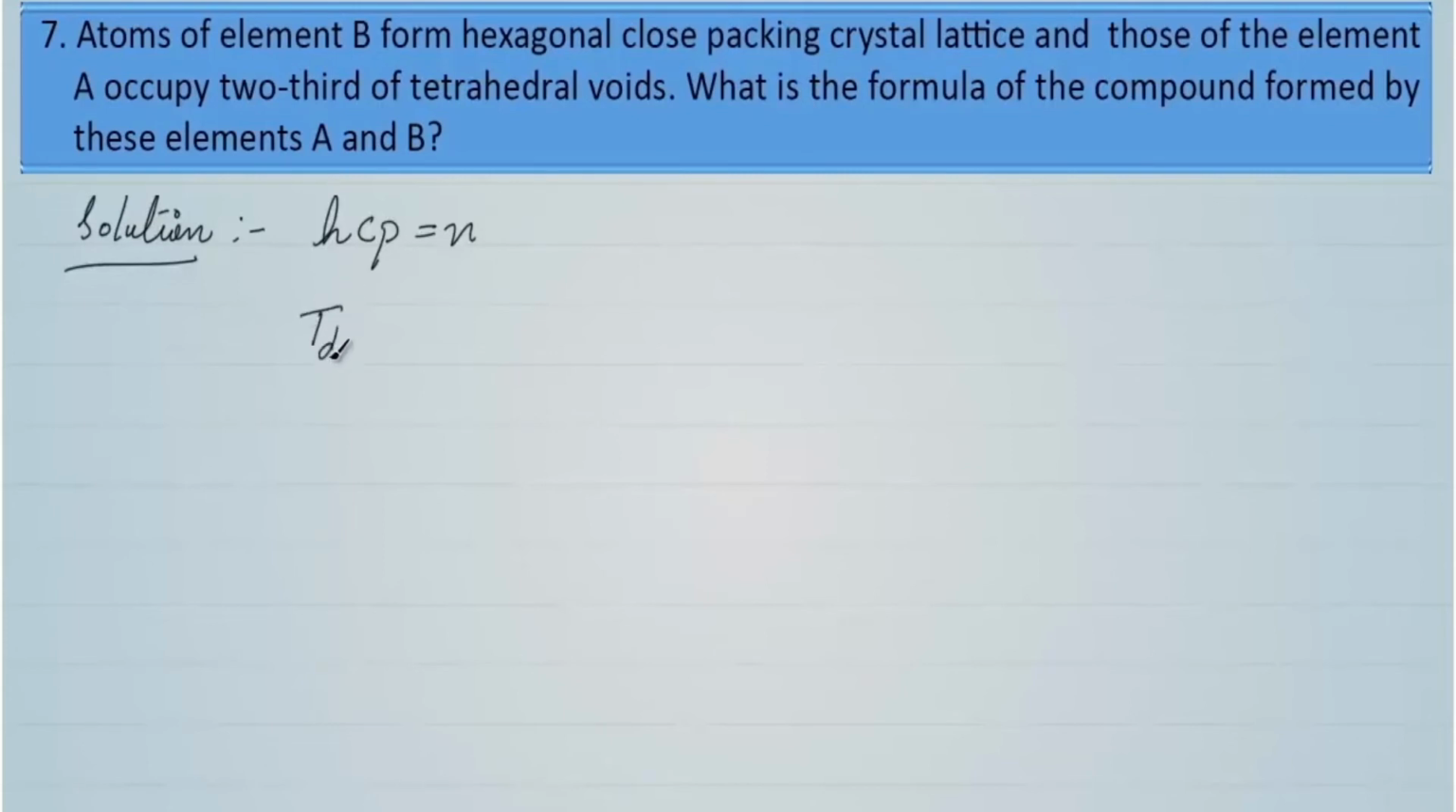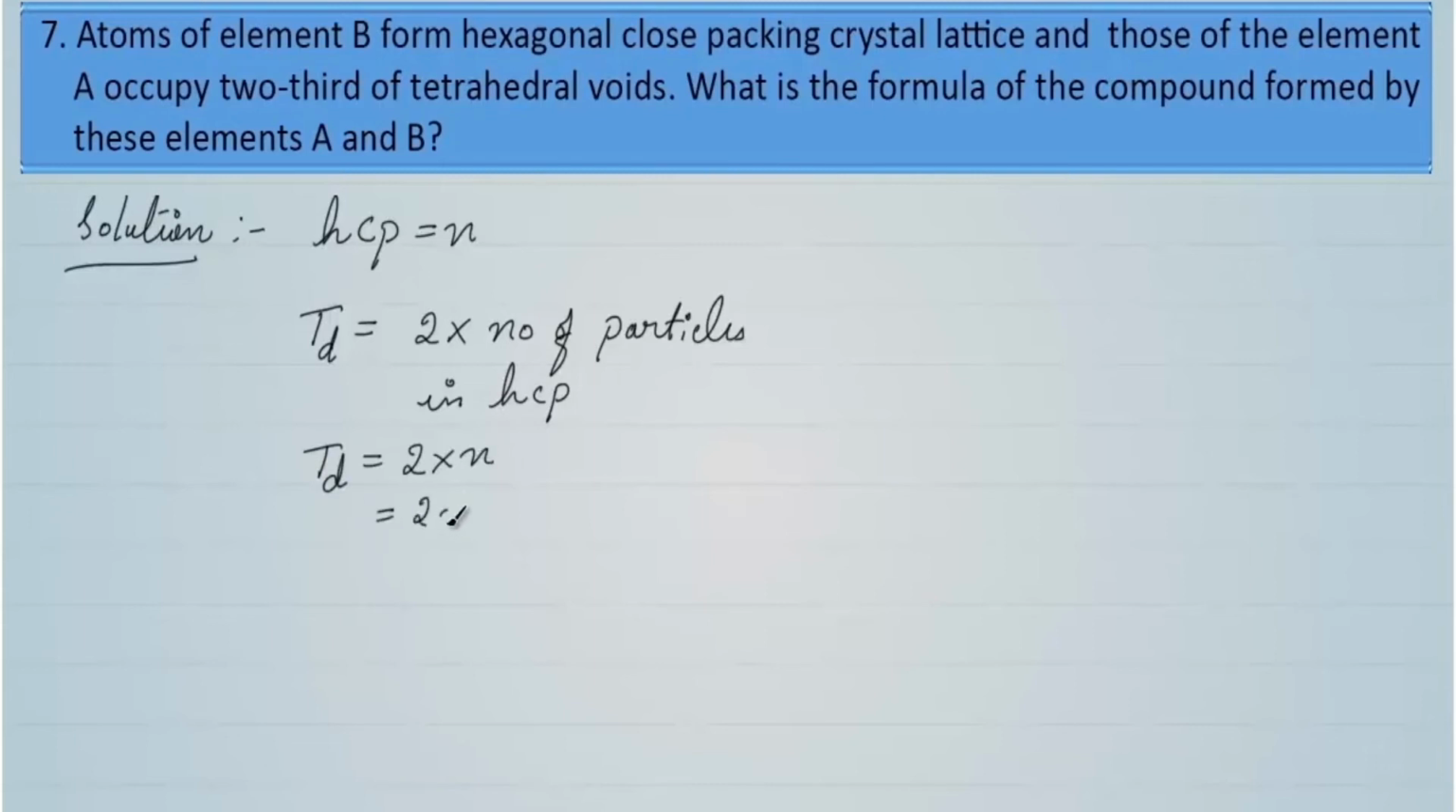We know that the number of tetrahedral voids is equal to 2 into the number of particles in HCP. So tetrahedral voids is equal to 2 into n, which is equal to 2n. Atoms of A occupy two-thirds of the tetrahedral voids. The number of A atoms is given by 2 by 3 multiplied by 2n, which is equal to 4n by 3.